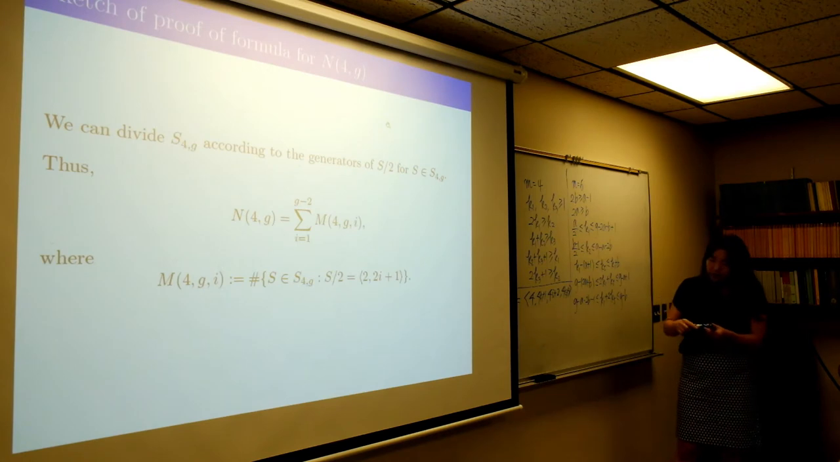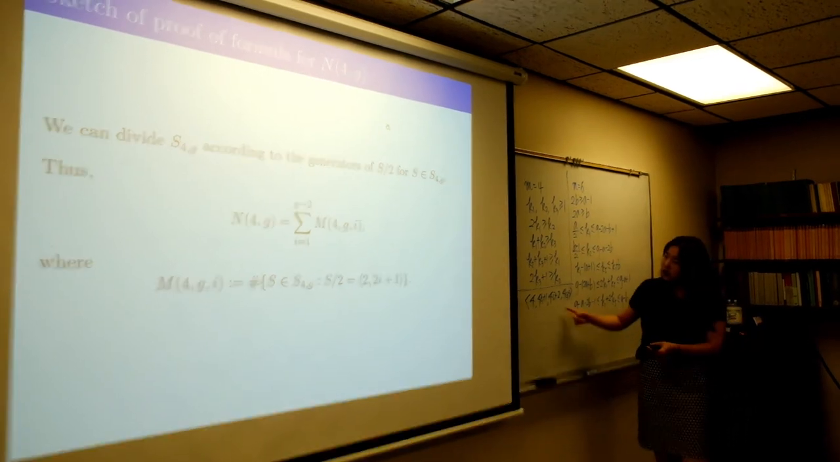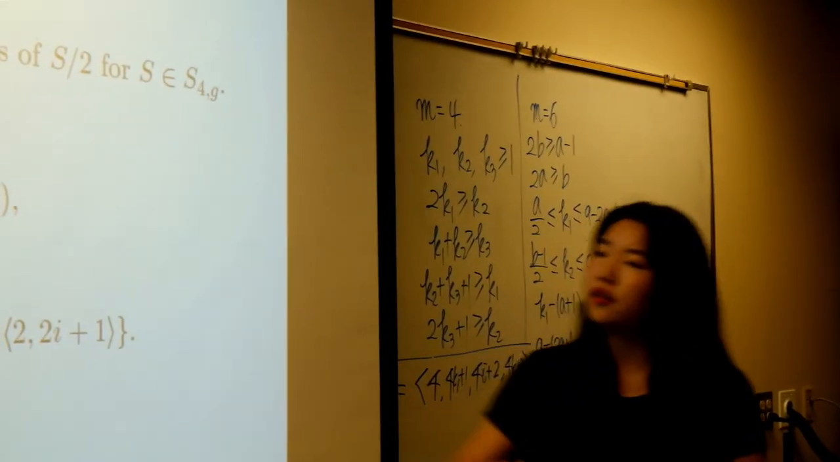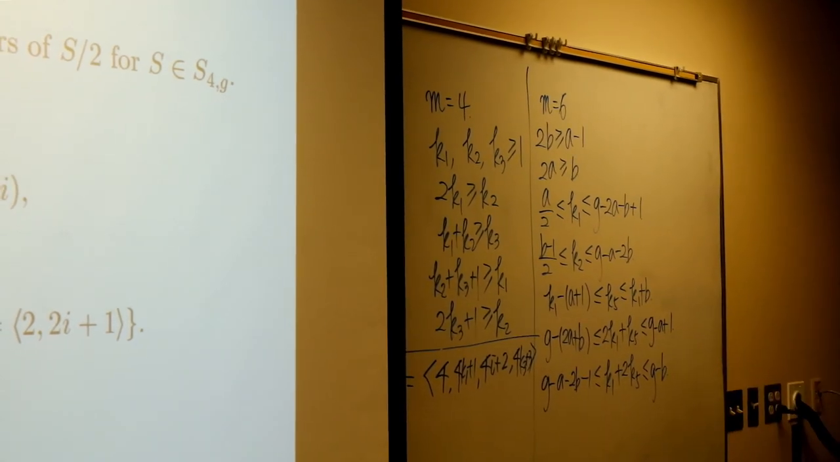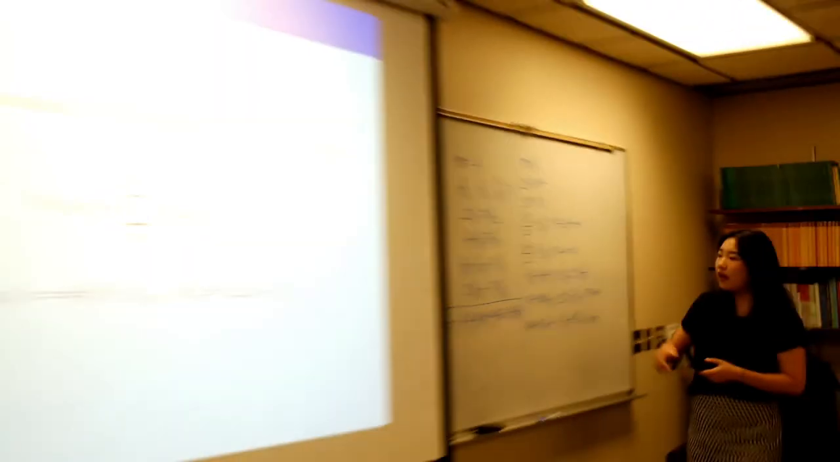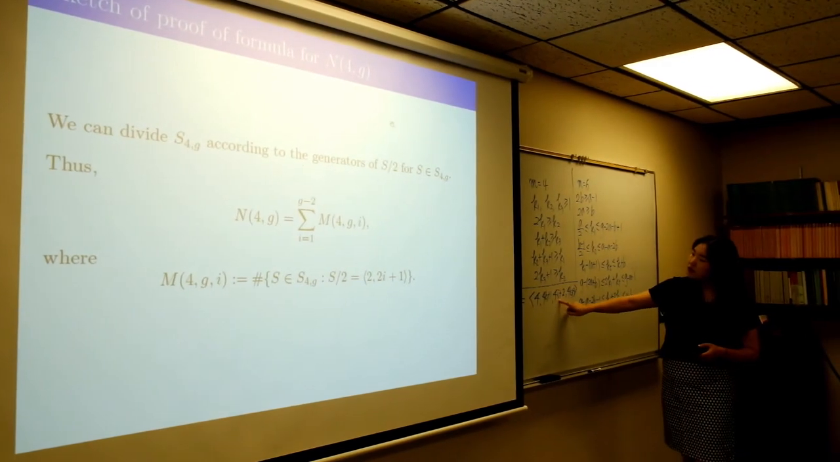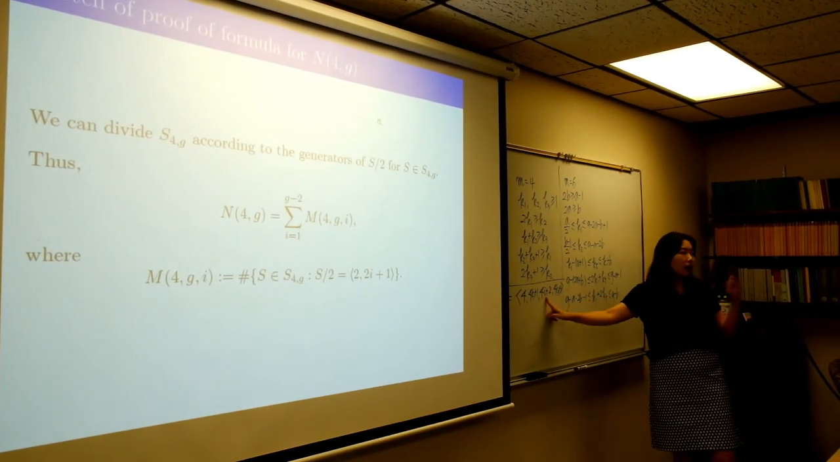So we can see that S is generated by those four numbers if S quotient by 2 is generated by 2 and 2i plus 1. And this means that we're going to fix k_2 by a number i.